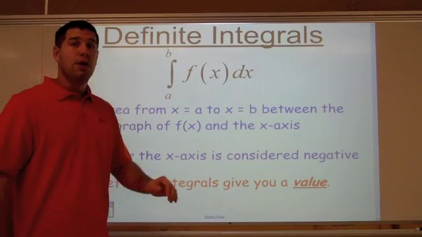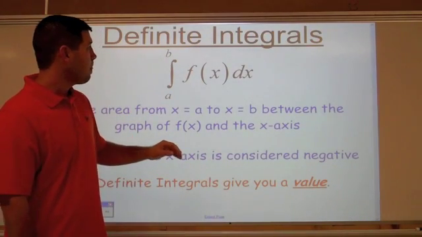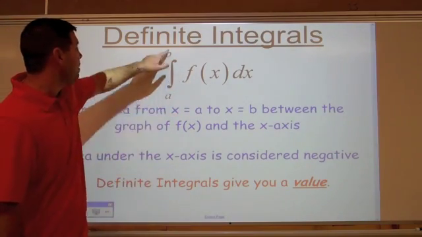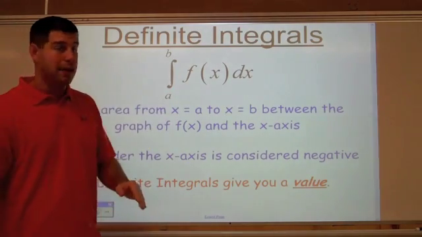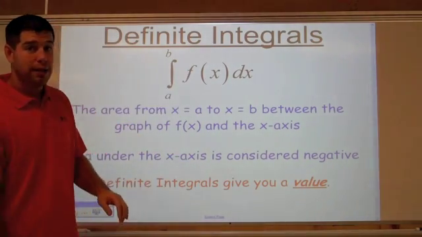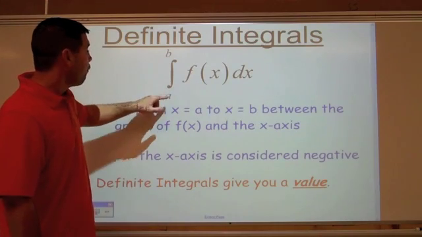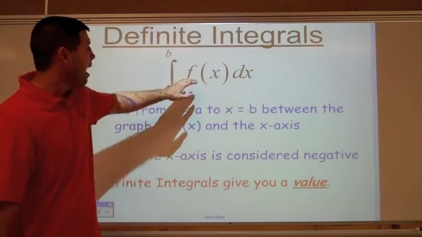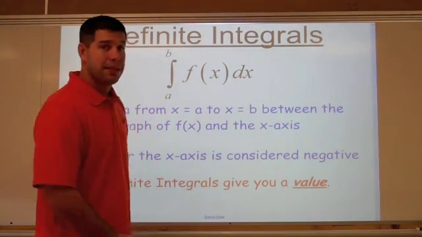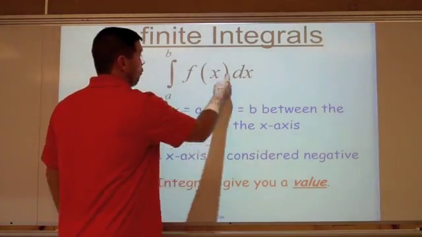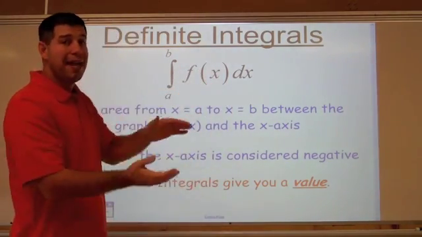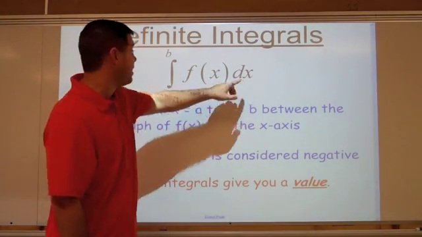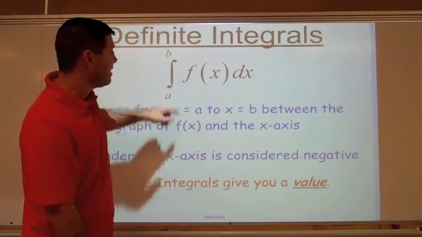The notation for a definite integral is the same as an indefinite integral, except you're going to have limits of integration, an upper limit and a lower limit. So this is read: the integral from a to b, your starting value and your ending value, of f of x dx. What this means is the area between this curve, f of x, and the x-axis, between x equals a and x equals b.